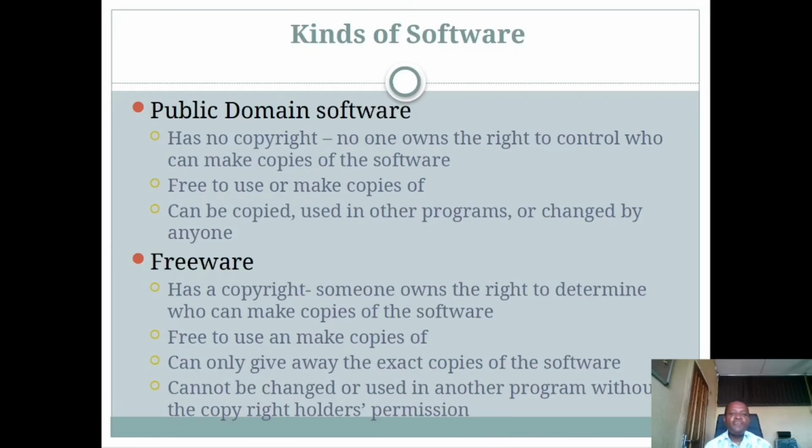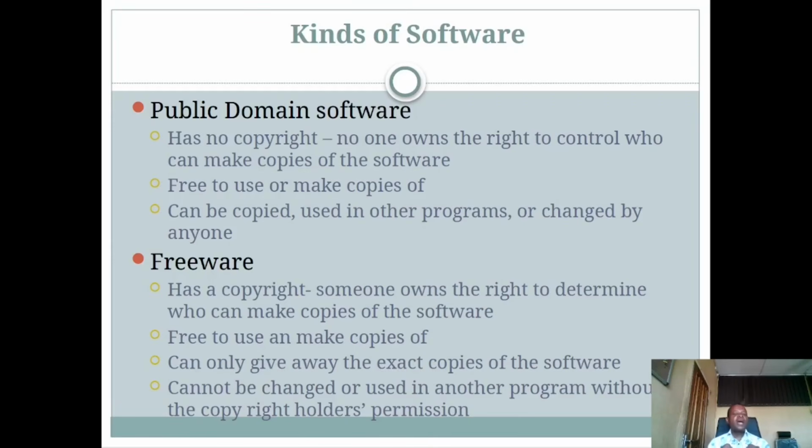You can only give away the exact copies of the software. If I create a software now and I give it out to you, if you are giving it out to another person, then I need to give the permission for another person to use it because I'm the copyright holder. I need to give out permission. I need to determine who can make copies of my software.